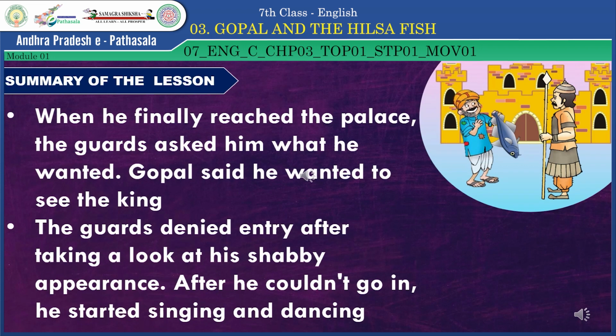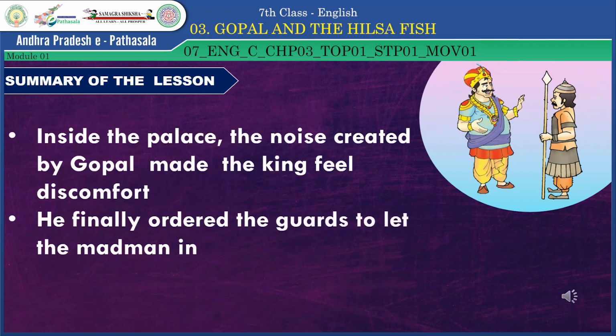When he finally reached the palace, the guards asked him what he wanted. Gopal said he wanted to see the king. The guards denied entry after taking a look at his shabby appearance. After he couldn't go in, he started singing and dancing. Inside the palace, the noise created by Gopal made the king feel discomfort. He finally ordered the guards to let the madman in.